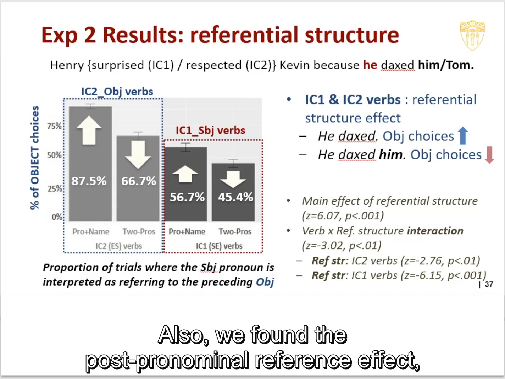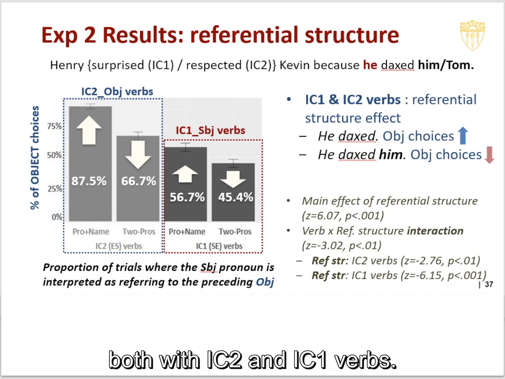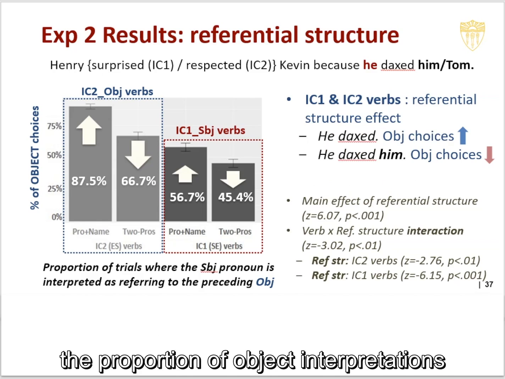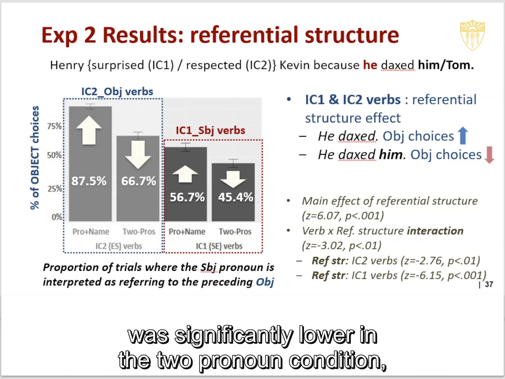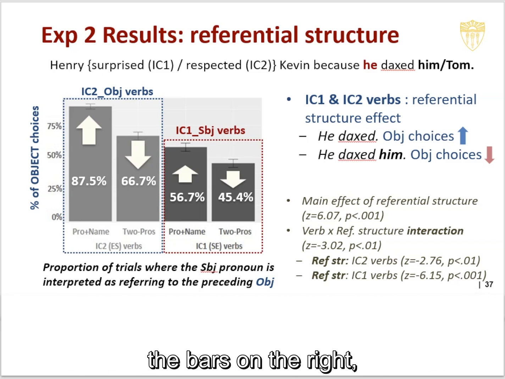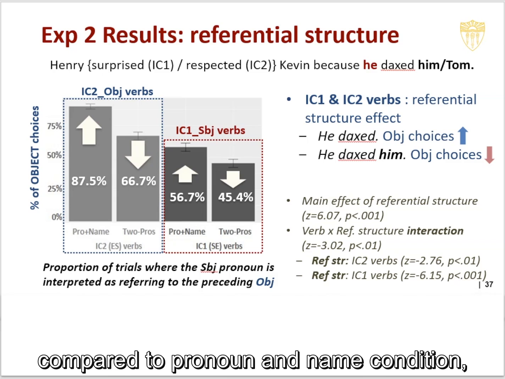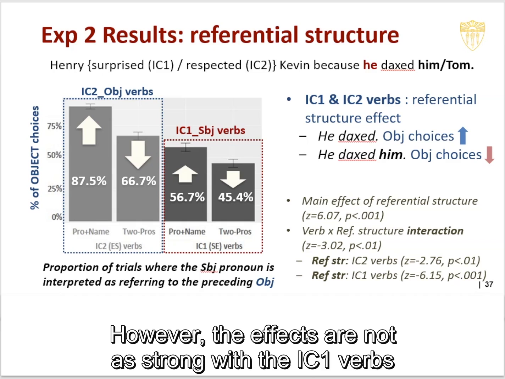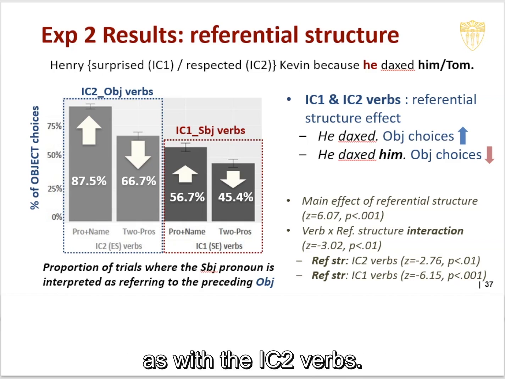Also, we found the post-pronominal referential effect both with IC2 and IC1 verbs. As you can see, the proportion of object interpretations was significantly lower in the two pronoun condition, the bars on the right in both IC verb conditions, compared to the pronoun and name condition, the bars on the left. However, the effects are not as strong with IC1 verbs as with IC2 verbs.